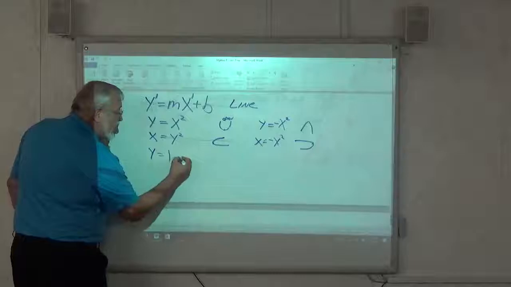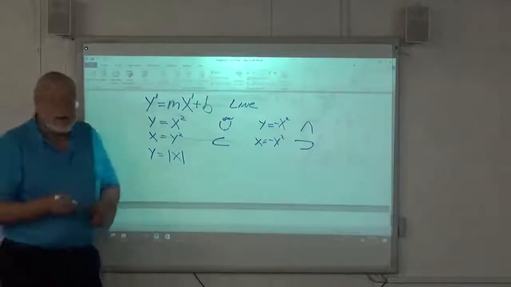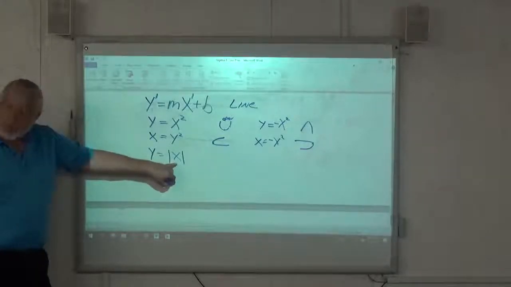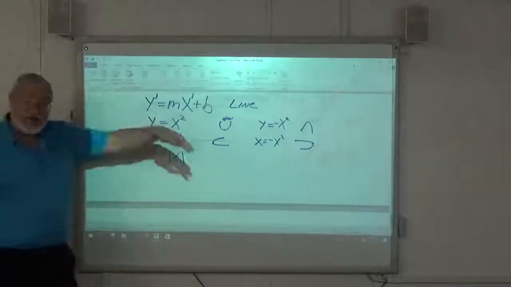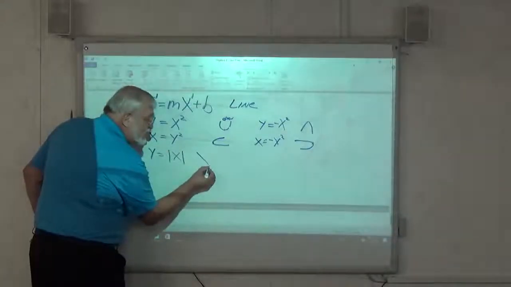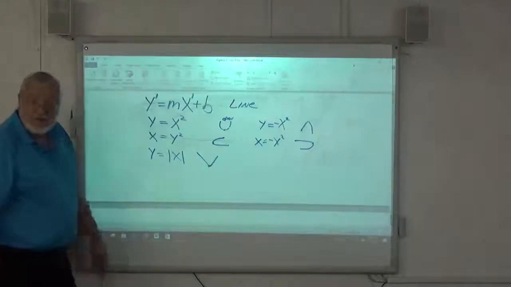Third thing. y equals the absolute value of x. All right. Now, do you notice this is first power and first power? It ought to be a straight line. But the absolute value mark says stop at some point and go back positive. So it becomes a V.